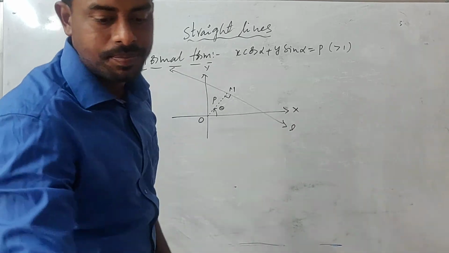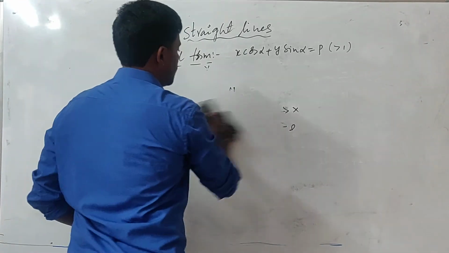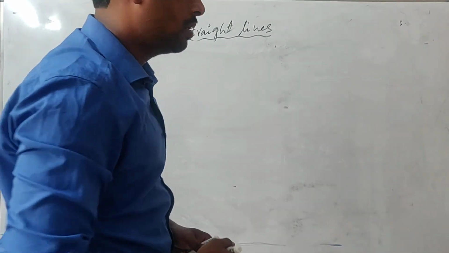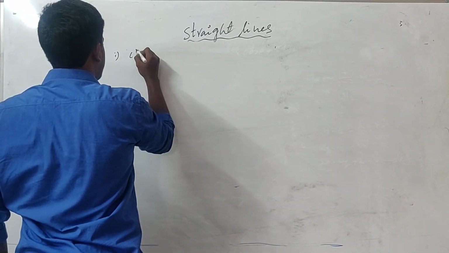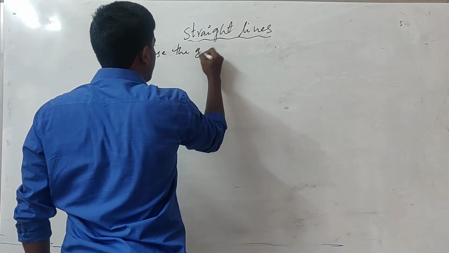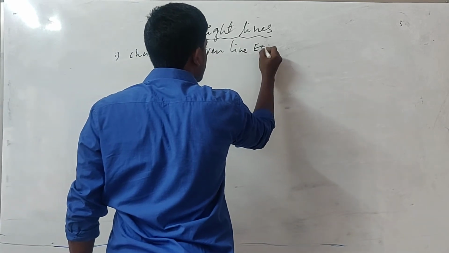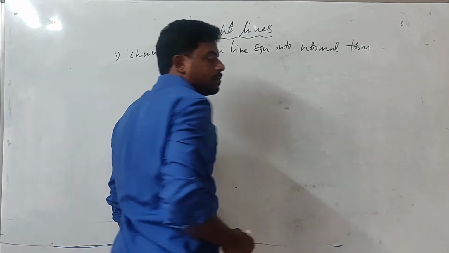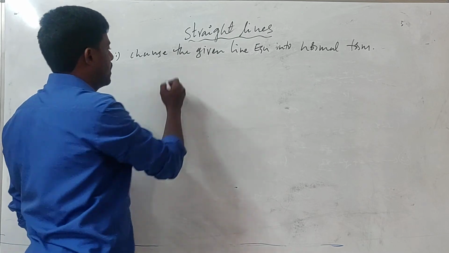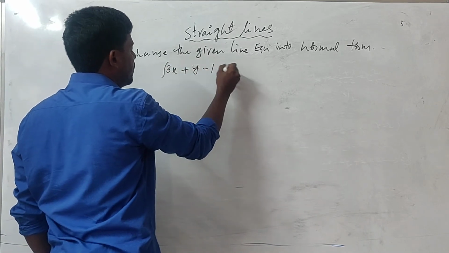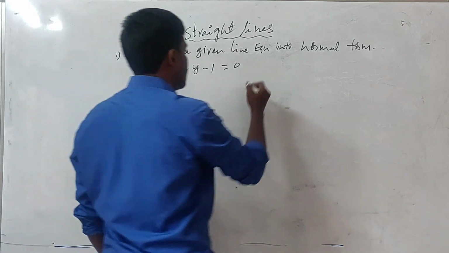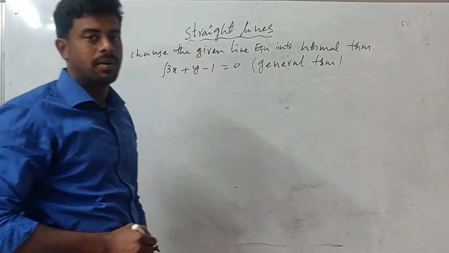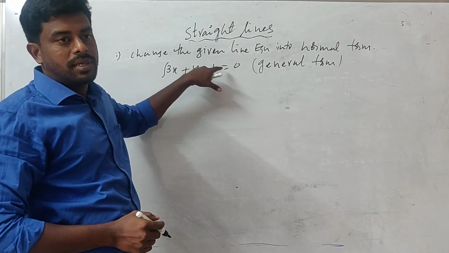What is the use of normal form? For example, questions will come: change the given line equation into normal form. For example, root 3 x plus y minus 1 equal to 0. This is called the general form. We need to convert it to normal form, in the form of x cos alpha plus y sin alpha equal to p.